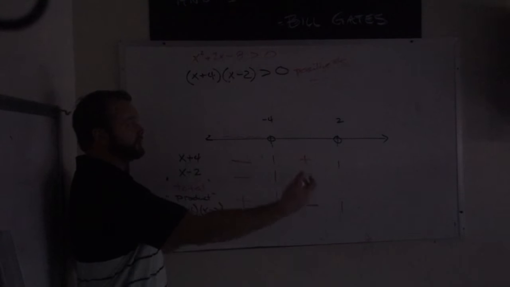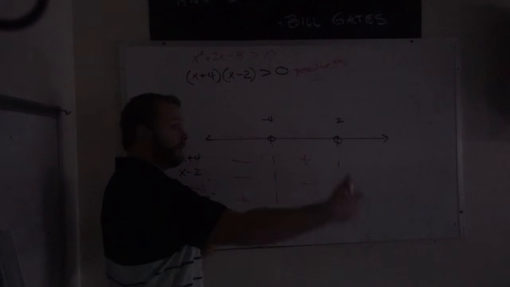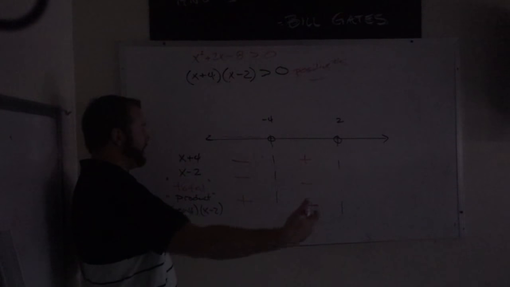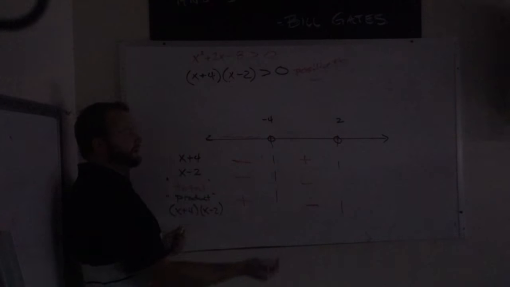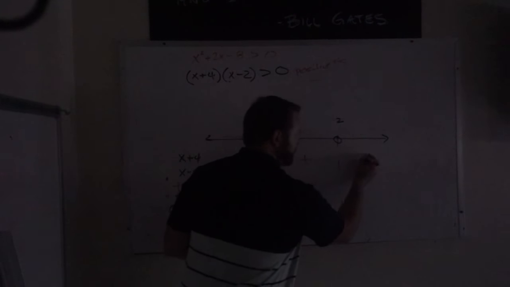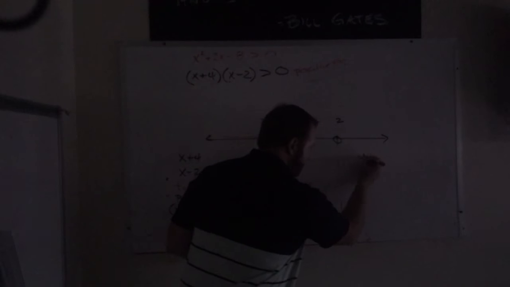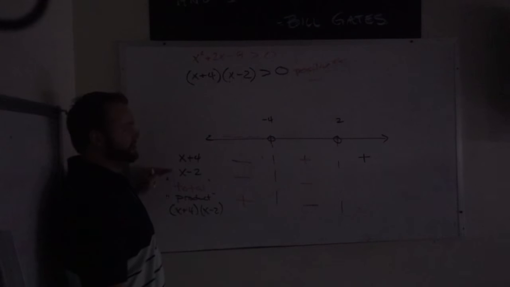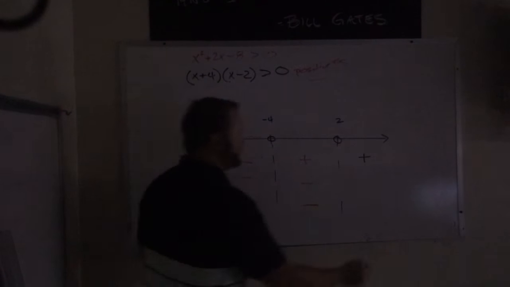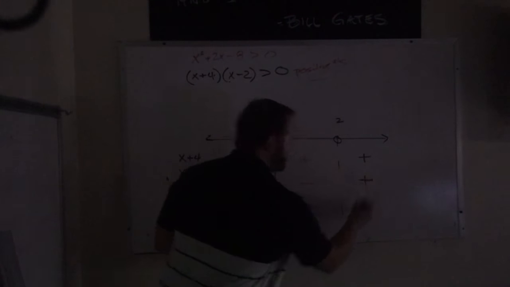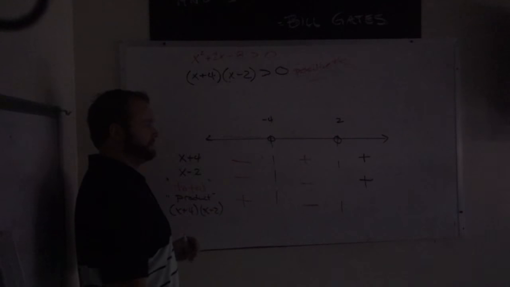Come over here to 2. Okay, to the right of 2, it'd be 3 or 4 or 5, right? So 5 plus 4 would be 9, which is positive. 5 minus 2 would be 3, which is positive. So what's a positive times a positive?